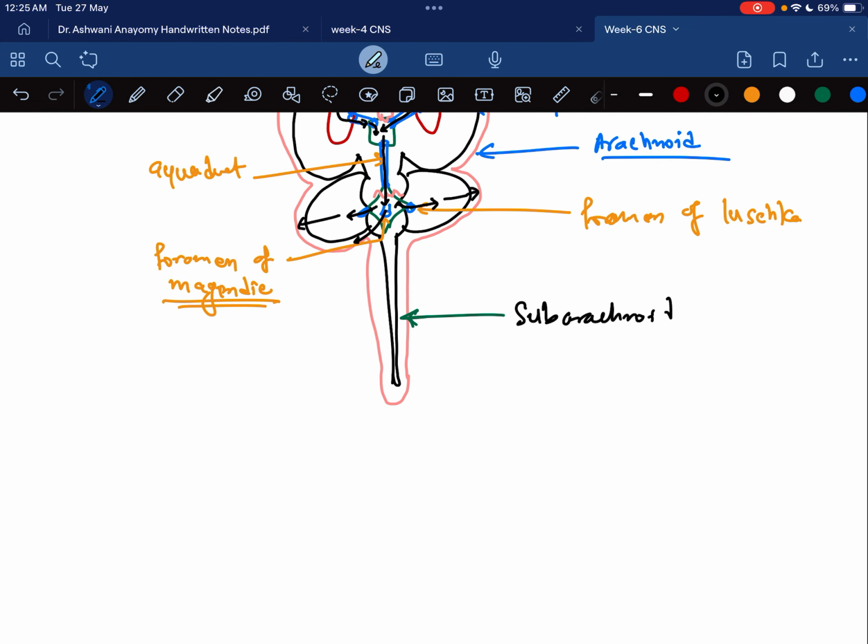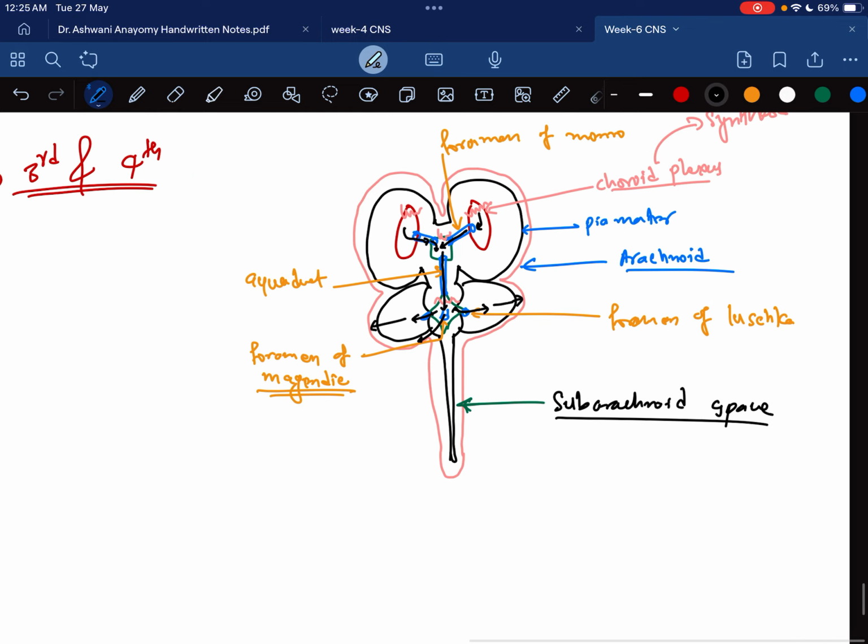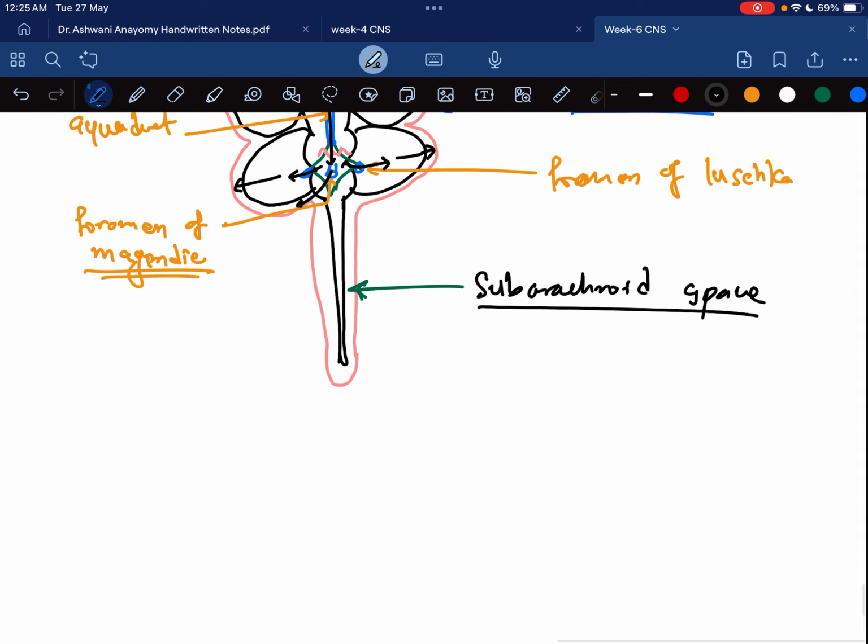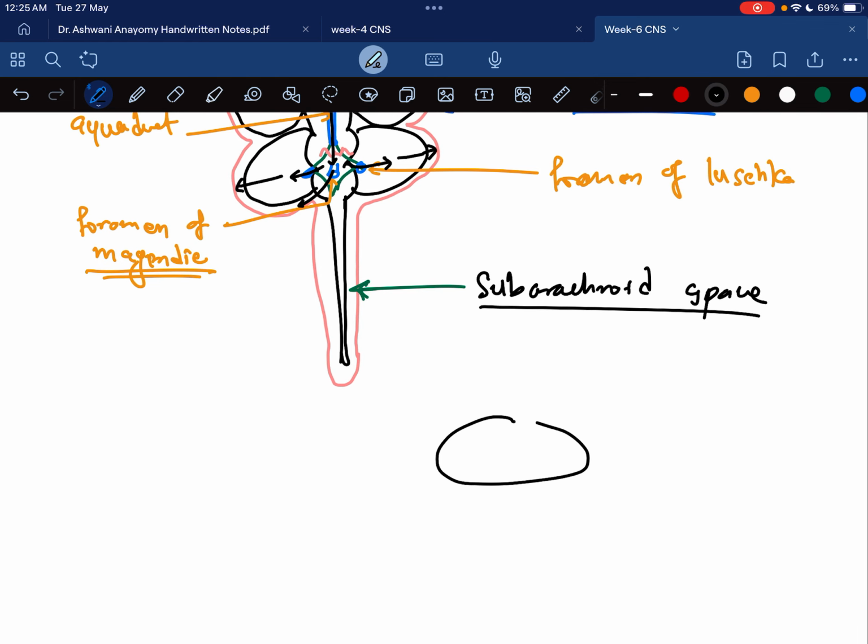In the spinal cord, when we draw the spinal cord section, there is a posterior horn and an anterior horn. In between there is a central canal. This is the central canal.